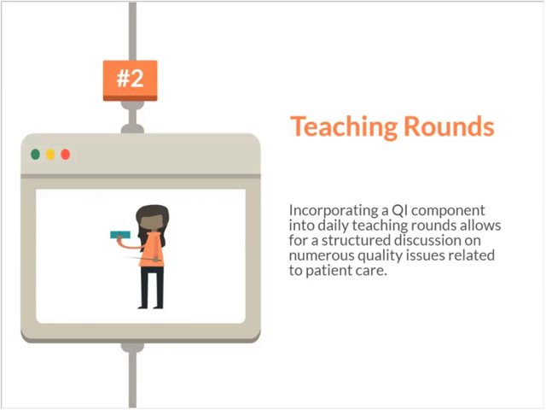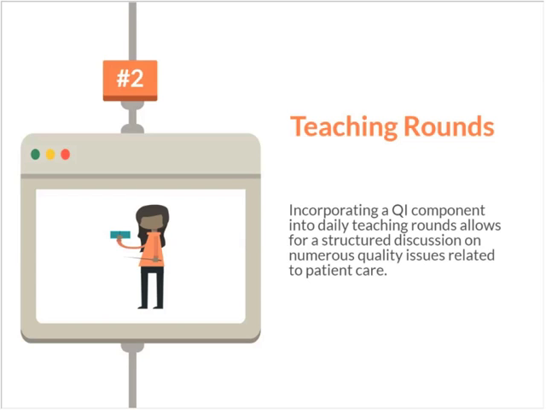Number 2, teaching rounds. So teaching rounds present an opportunity for faculty to discuss important issues with residents. Incorporating QI into daily teaching rounds allows for a structured discussion on numerous quality issues related to patient care. You can standardize teaching rounds and add a QI component to your rounding structure that's already in place. Present the patient, plan of care, and address a specific quality or patient safety issue.